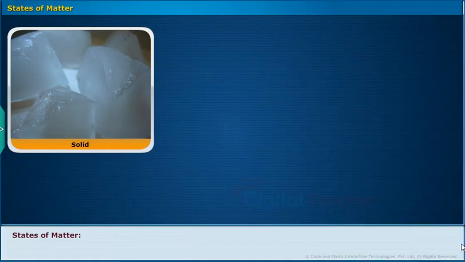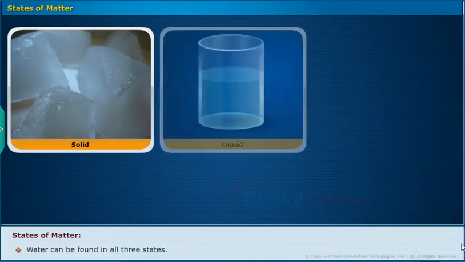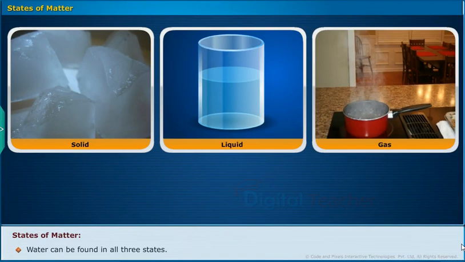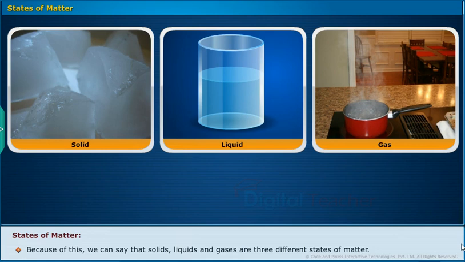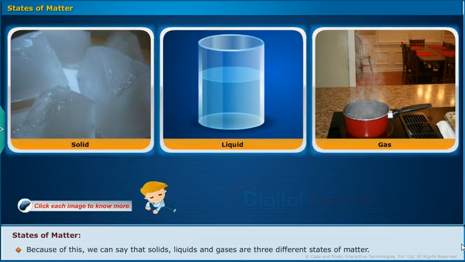States of matter. Water can be found in all 3 states. Because of this, we can say that solids, liquids, and gases are 3 different states of matter. Click each image to learn more.